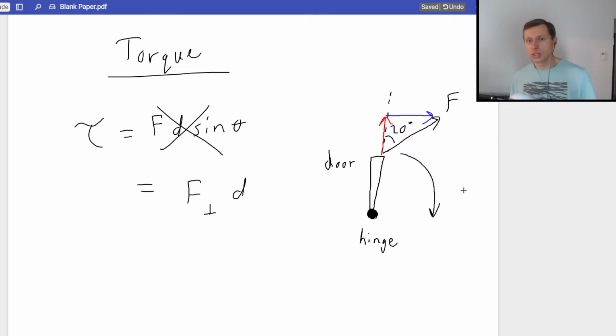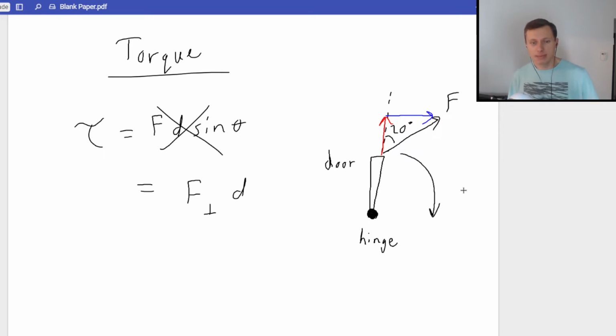If you pull a door in the red direction, you can even try it right now or after this lesson's over, that door ain't moving. You're trying to pull the door off its hinge. It's just not going to happen. In order to make the door actually move, it's the blue force. It's perpendicular to your radius.